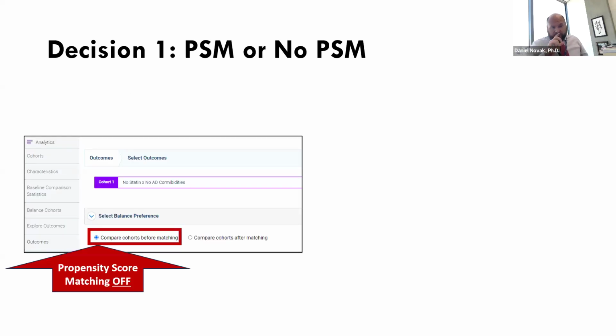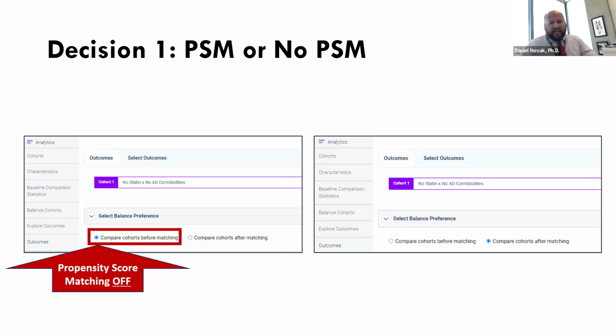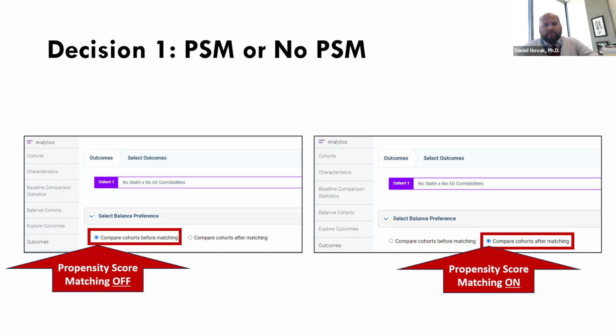The first and most important decision is propensity score matching or no propensity score matching. You can turn that option on and off in your analysis tool really easily just by clicking this button that says select balance preference. It doesn't tell you anything about propensity score matching, but compare cohorts before matching turns it off. Comparing cohorts after matching turns it on. And that allows you to then load all of your characteristics into the statistical model and have them used to select the people for your analysis. So that turns your propensity score matching on.